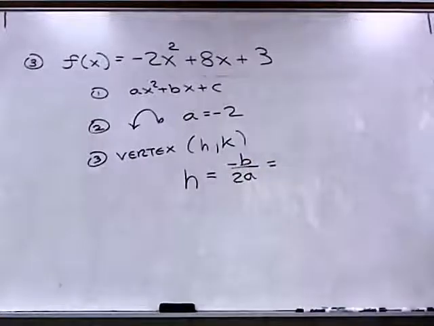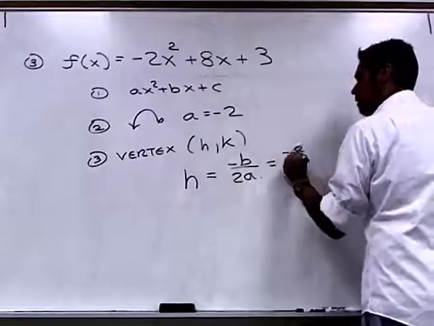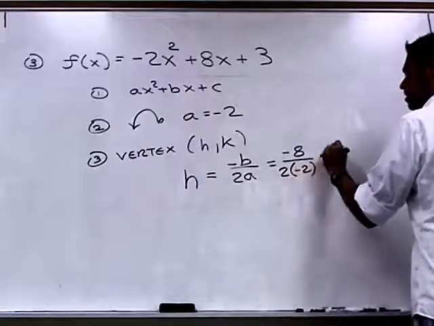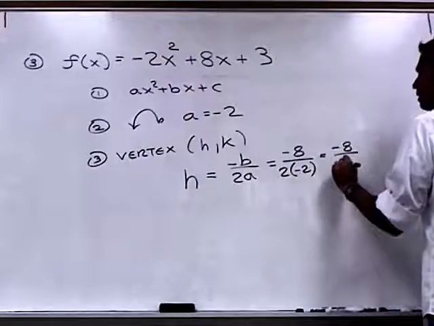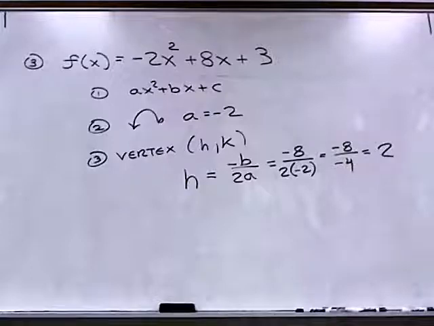So what is negative b in this problem? What's negative b? Negative 8, right? Over 2 times what's a? Negative 2. So there's a negative 8 over negative 4. What's negative 8 divided by negative 4? Positive 2. So that's how you get h.